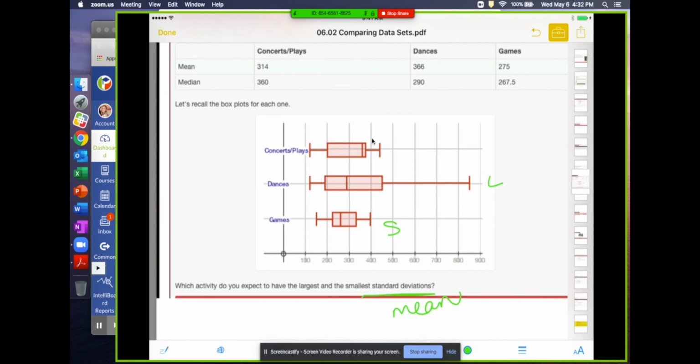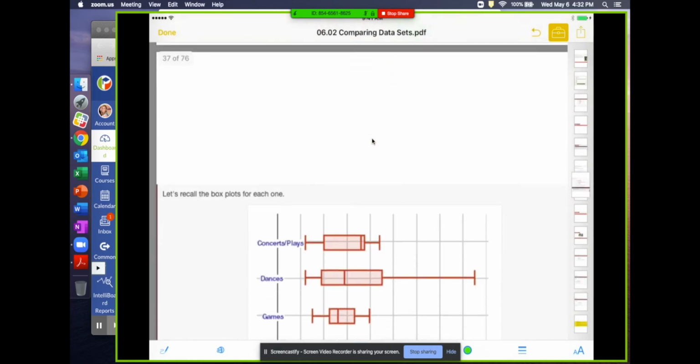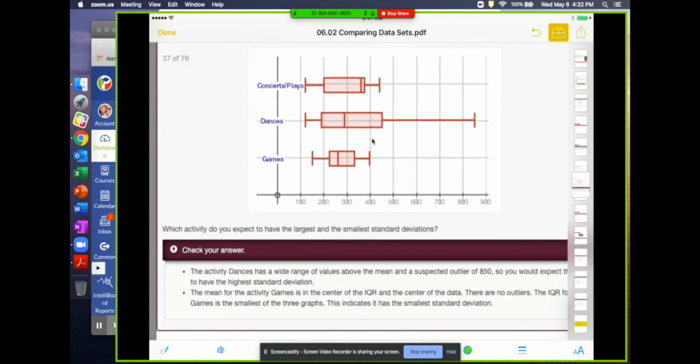The data is not really very spread out, so it's going to be the smallest standard deviation. Also, if I look at the mean at the top in that table, it tells me which one's the largest and which one's the smallest. So check your answer. The largest is dances, so we were right. And then the smallest is going to be games. It indicates that it has the smaller of the 3 for standard deviation.